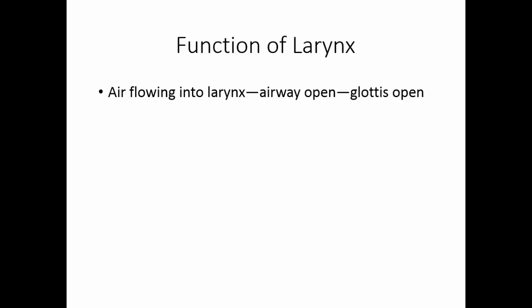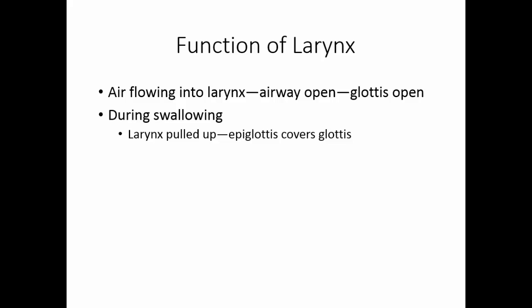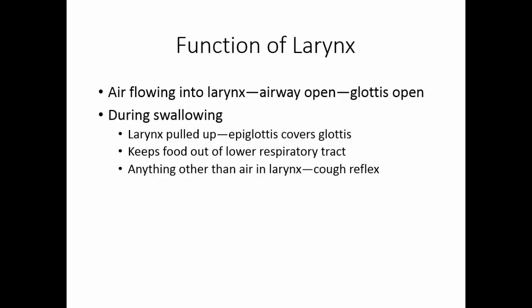When air is flowing into the larynx, the airway is open. This means the glottis is open. The glottis is the opening to the trachea. During swallowing, the larynx is pulled upward and the epiglottis covers the glottis. This keeps food out of the lower respiratory tract and diverts it backward into the esophagus. If anything other than air gets into the larynx, it triggers the cough reflex.